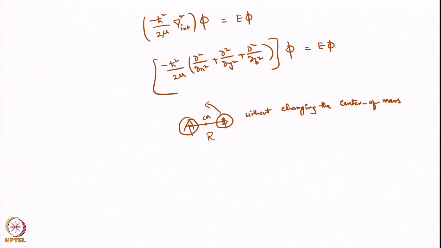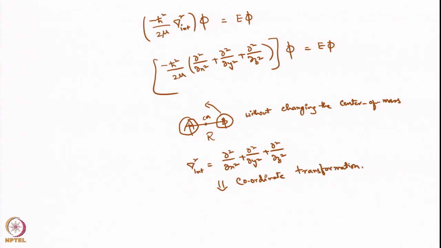So now your del square internal was nothing but, in Cartesian coordinates, d square by dx square plus d square by dy square plus d square by dz square. Now, we have only the center of mass fixed, so we have only the rotating particle. So we can transform this into spherical polar coordinates. So we do another coordinate transformation, wherein the del square internal can be written as d square by dr square plus 2 by r d by dr minus L square by r square h bar square.